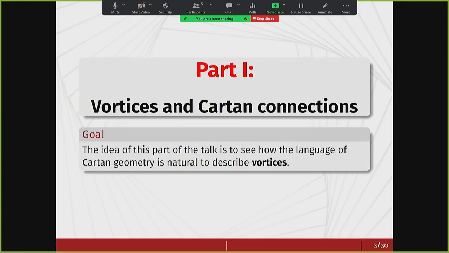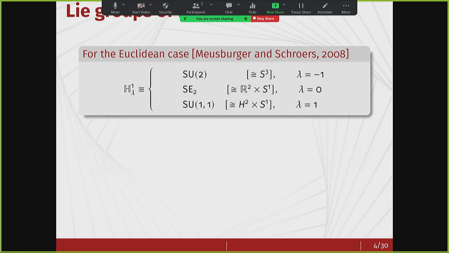So then, the first part is about vortices. I hope that by the end of this part of the talk you will be convinced that Cartan connections are a natural language to describe vortices. As we saw this morning, something very important in the language of Cartan connections is that we are working with Lie groups. For vortices, at least for the Euclidean part of the story, we are going to work with these three: SU(2), the special Euclidean group in 2 dimensions, and SU(1,1).